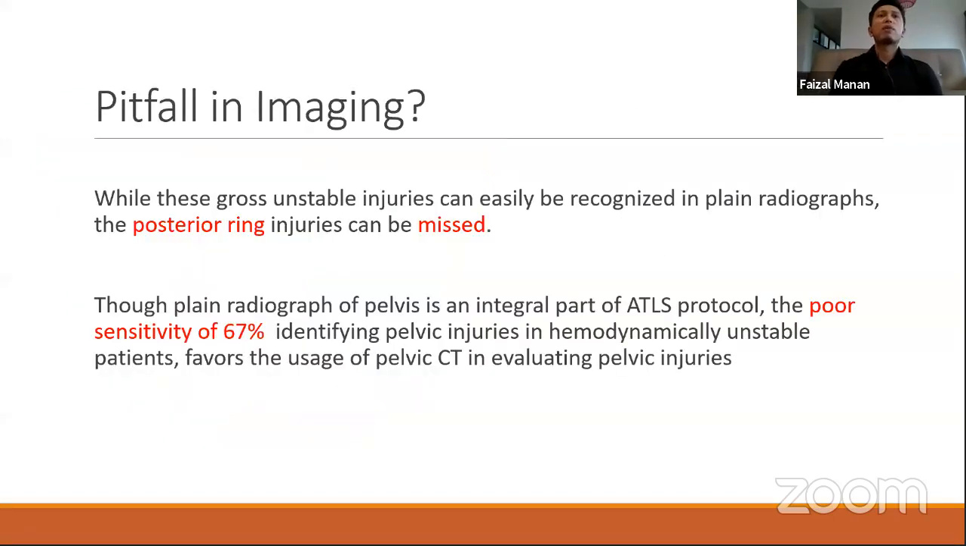Okay. So, the pitfalls in imaging. Imaging is good, but sometimes there are certain limitations that we have to deal with. While gross unstable injuries can easily be recognized on a plain radiograph, posterior ring injuries can be missed. Though a plain radiograph of the pelvis is an integral part of the ATLS protocol, the poor sensitivity of 67% in identifying pelvic injury in hemodynamically unstable patients favors the usage of pelvic CT in evaluating pelvic injuries.